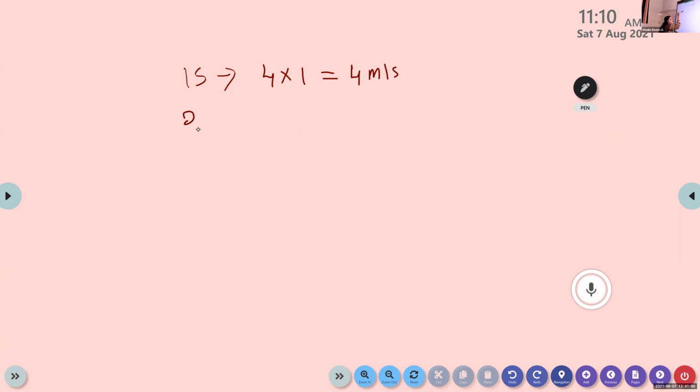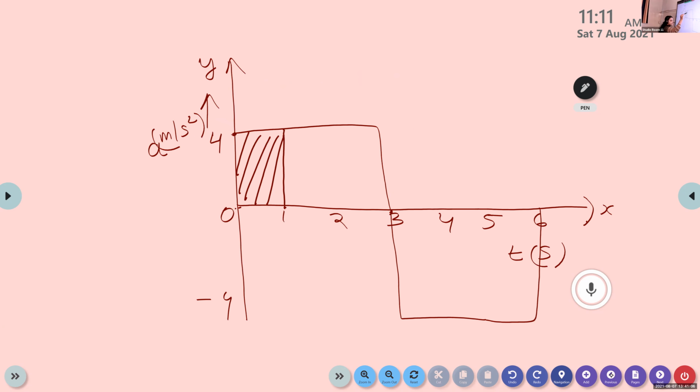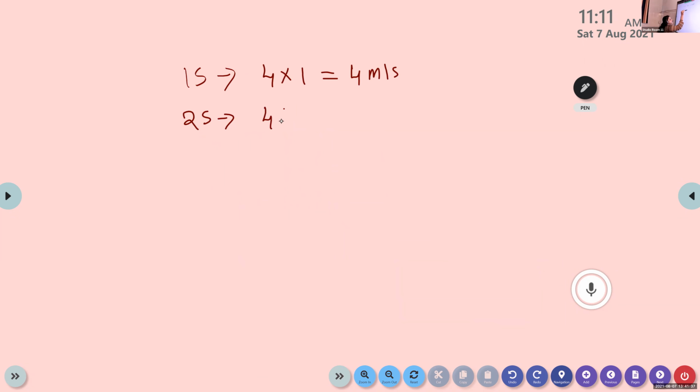Similarly, how are we finding the velocity corresponding to 2 seconds? Find the area under this acceleration time graph corresponding to 2 seconds. The length is 2 minus 0, that is 2, and the breadth is 4 minus 0, that is 4. So we have 4 into 2, that is equal to 8 meter per second.